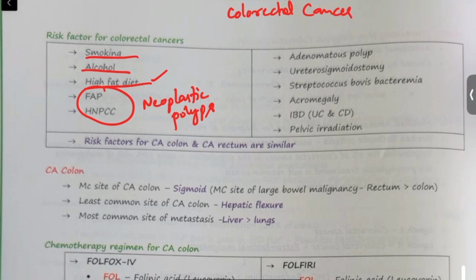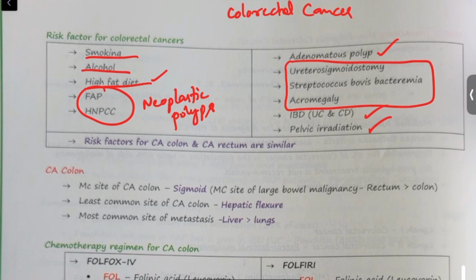Other than this, adenomatous polyp again, then uterosigmoidostomy, whatever we have discussed for USA, that is uterosigmoidostomy, streptococcus bovis bacteremia, and acromegaly. Other than that, inflammatory bowel diseases, not inflammatory polyp but inflammatory bowel diseases, and if there is any pelvic irradiation, then they are the risk factors for developing colorectal cancer.